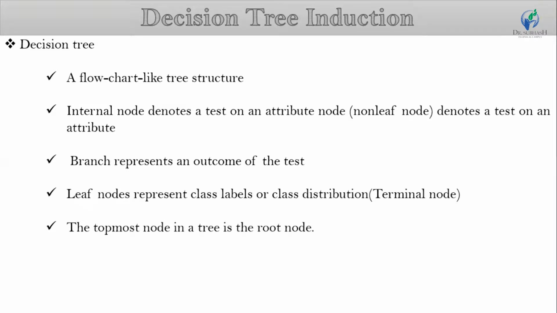We know decision tree generation consists of two phases. First, tree construction: at the start, all the training examples, or training data, are at the root, and examples are partitioned recursively based on the selected attributes. Second, tree pruning: identify and remove branches that reflect noise or outliers.